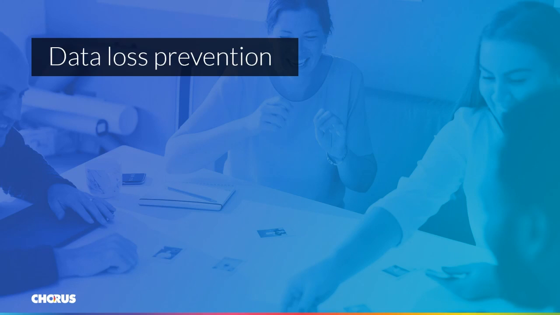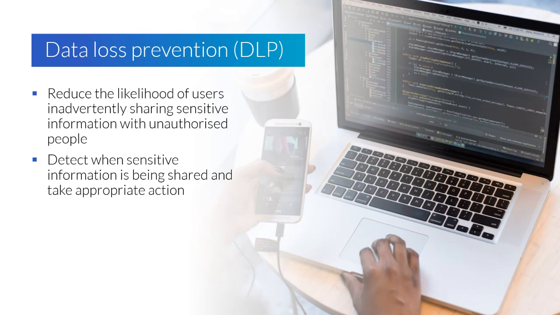Okay, so the final area I want to look at today is data loss prevention. So data loss prevention policies are all about reducing the likelihood of users inadvertently sharing sensitive information with people who shouldn't see it. And this works by detecting when sensitive information is being shared, so whether that's inside or outside the organization, and then taking appropriate action based on that.